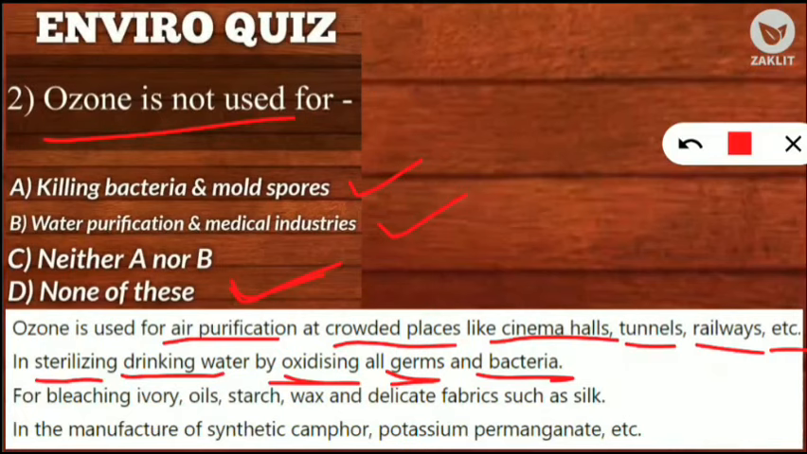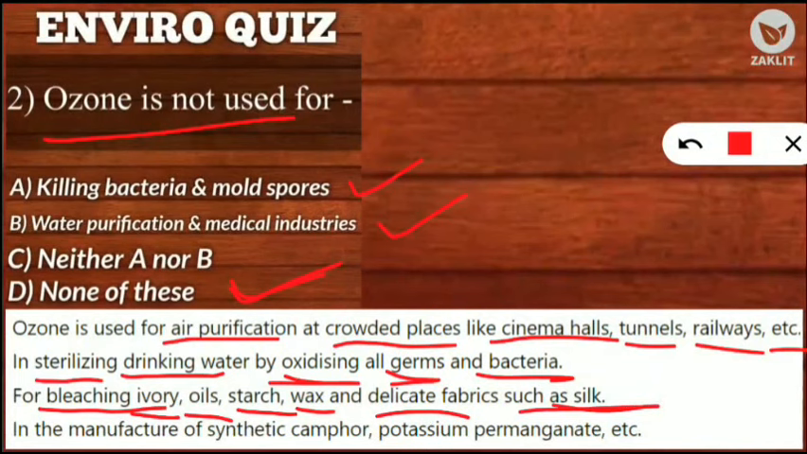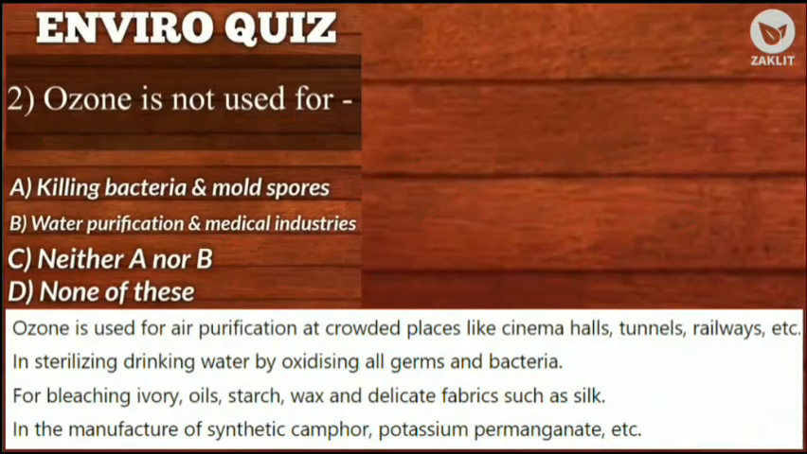We know that. It is also used for bleaching the ivory, oils, starch, wax and delicate fabrics such as silk. So for bleaching purposes, ozone, that is O3, is used. Also in the manufacture of synthetic camphor, potassium permanganate. So these are all chemical synthesis uses, that is ozone is used, along with the medical industries. So these things you should note down. Let's move on to the next question.